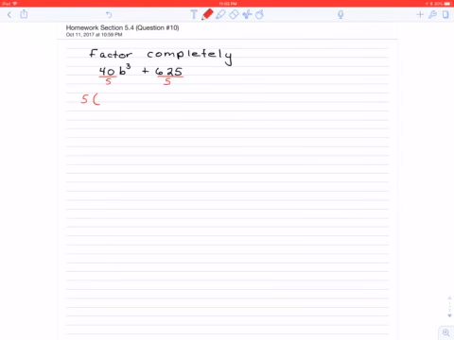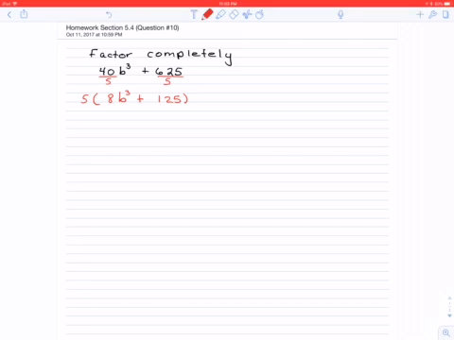So 40 divided by 5 is 8. I'll bring down the b cubed. Plus 625 divided by 5 is 125. Now we want to count the terms.